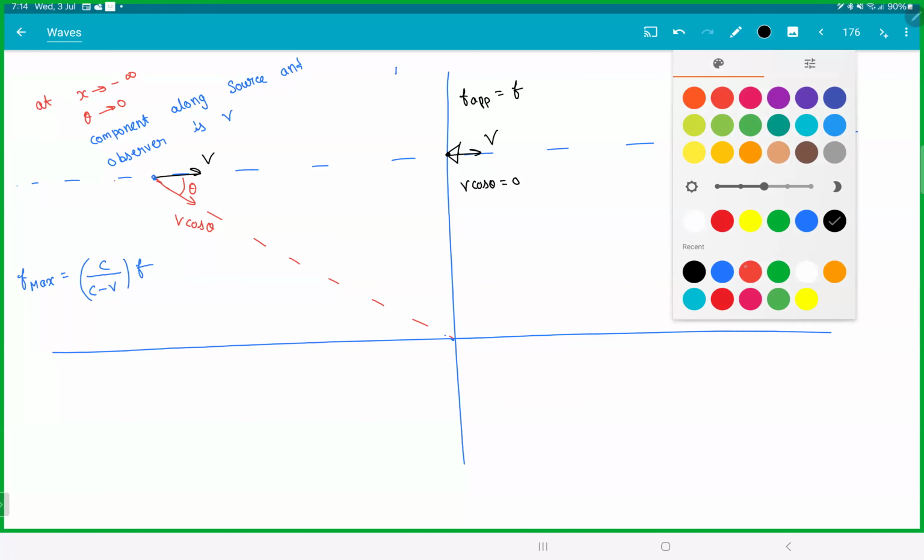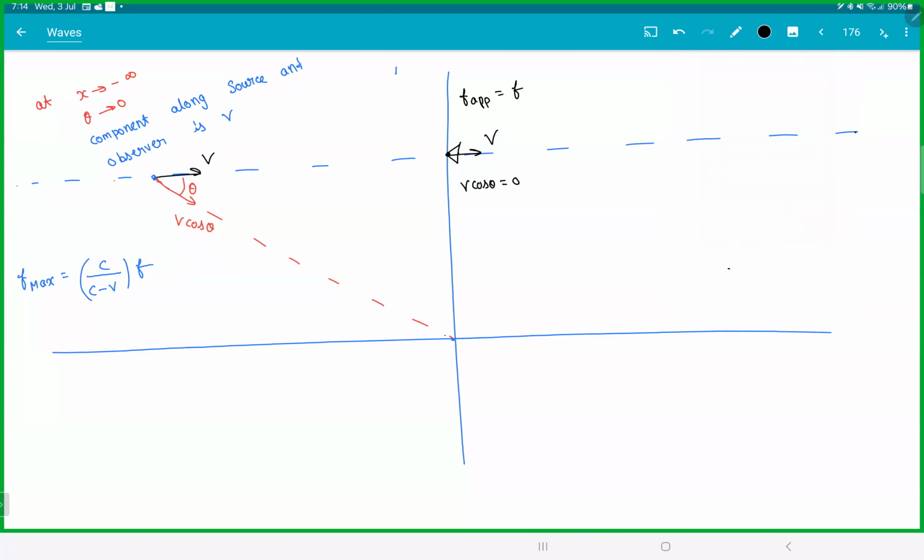And when you go to plus infinity, it extends to plus infinity. Again, theta becomes 0, but this time the velocity, now look at here, this thing is going away from the source.